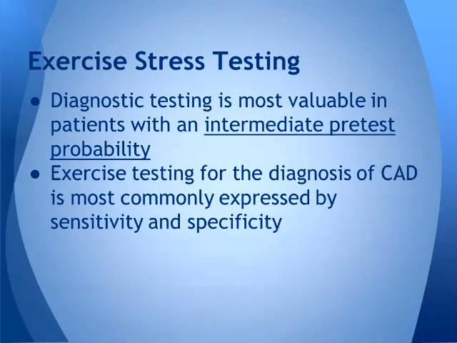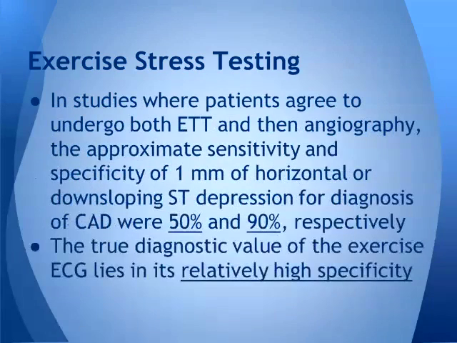So diagnostic testing is most valuable in patients with an intermediate pretest probability. Exercise testing for diagnosis of coronary disease is most commonly expressed by sensitivity and specificity. In studies where patients agreed to get on the treadmill and exercise and then undergo coronary angiography, the sensitivity and specificity of 1 millimeter of horizontal or downsloping ST depression for diagnosis of coronary artery disease were 50% and 90%. And that's an incredibly high specificity for just a treadmill test. This data varies based on what studies you look at, but these numbers were taken out of the American College of Cardiology guideline on exercise testing.